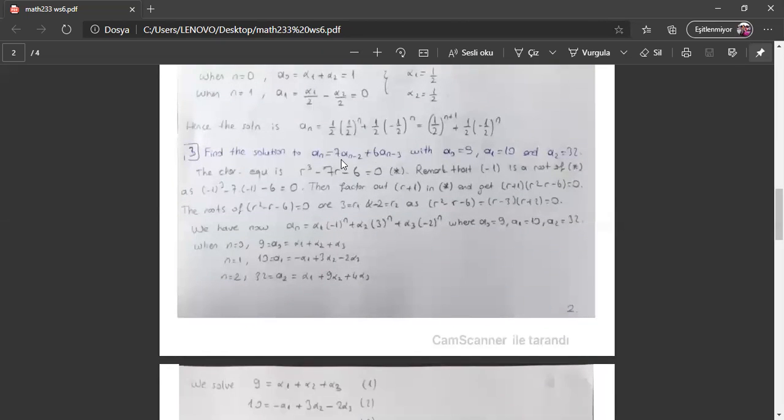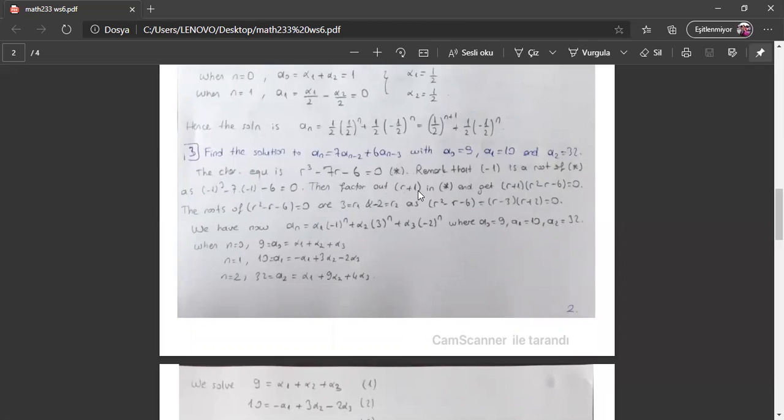Now we want to find the solution for this relation with these conditions. Again, we write the characteristic equation, which is this. If you have a polynomial of third degree, you first find a root. You just try 0, 1, minus 1, 2, minus 2, a few of them. When you find one, for example, here we found minus 1 satisfies this equation, so minus 1 is a root of this polynomial.